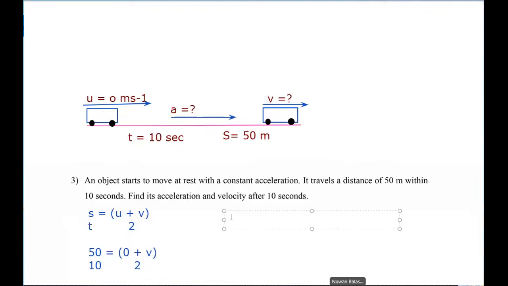So 50 divided by 10 is 5 equals, the other side 0 plus V is V divided by 2. V divided by 2 equals 5. If I take 2 to the other side, 5 times 2 equals V. So it means V equals 5 times 2 is 10 meter per second. Who got this answer?